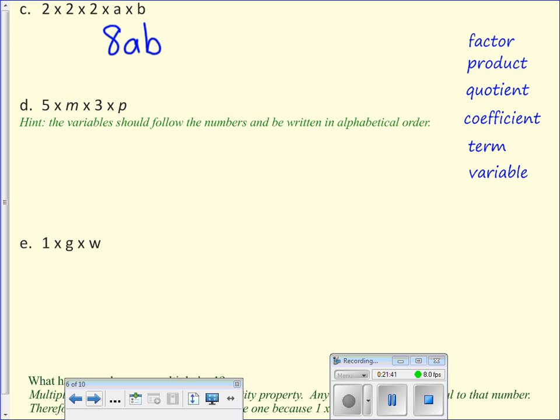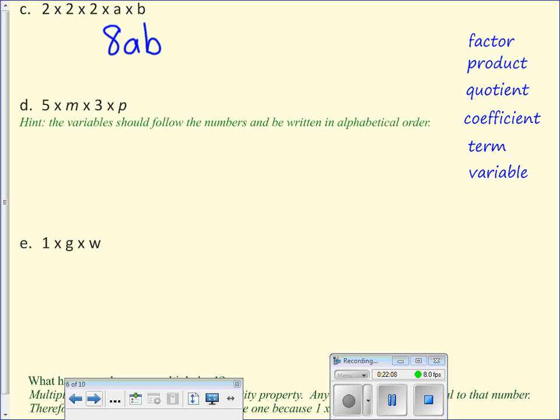The coefficient always comes first. I have no reason why. It just is. There probably is a reason. I just don't know it. The coefficient always comes first. And look at how nicely those variables are in alphabetical order. Because multiplication is also commutative, so we can rearrange them. We're not going to label all of those because we're running out of time.